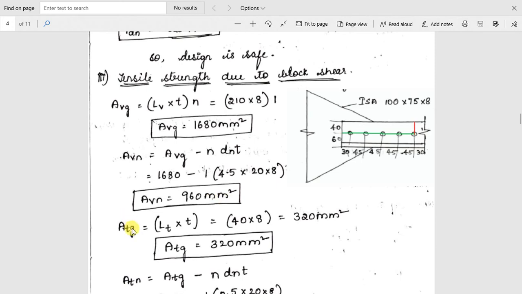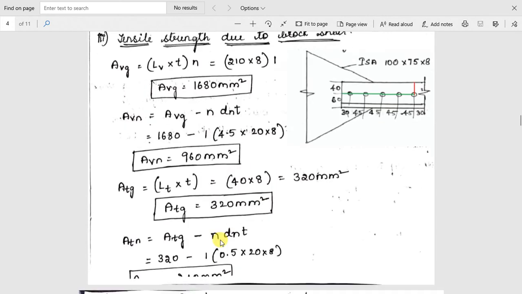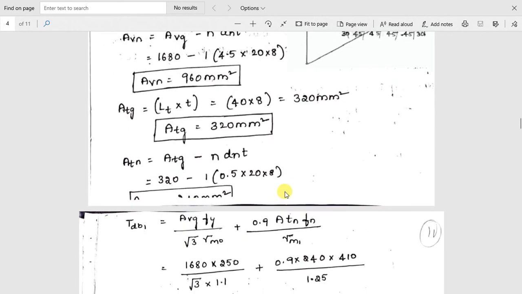Similarly ATG is given by LT into T. So LT is nothing but length of tension plane, and it is equal to 40, and the thickness of angle leg is 8. So ATG will be 320 mm square, and ATN is nothing but ATG minus N into DH into T. So ATG is 320, and the number of tension plane is 1, and the bolt holes participating is 0.5. The half of the bolt hole is participating, so 0.5 into DH is 20 into 8. So you will be getting ATN as 240 mm square.